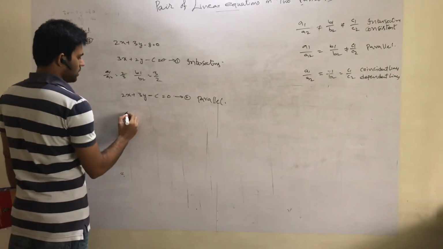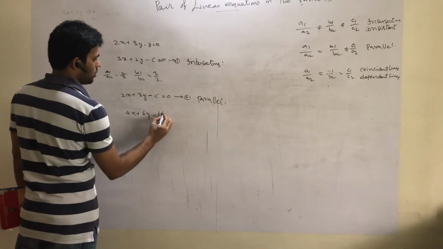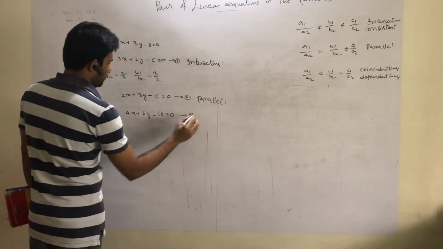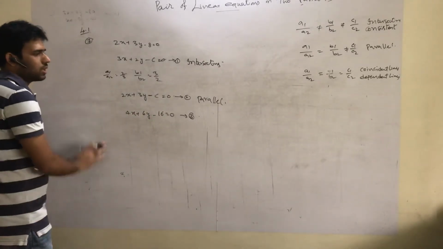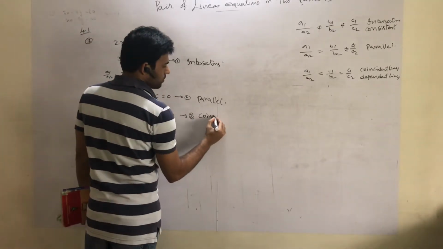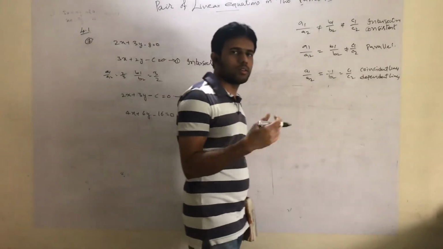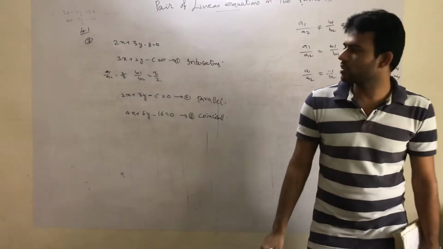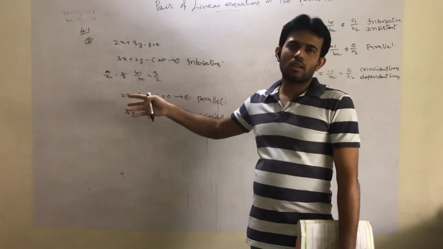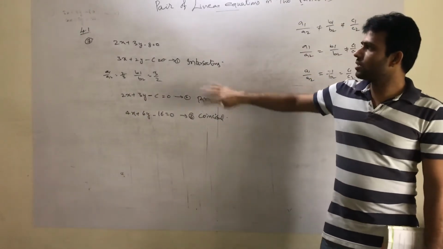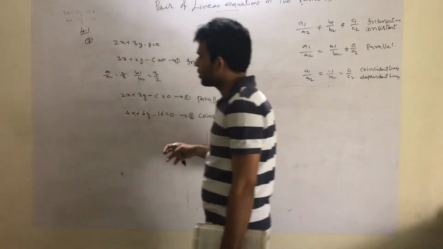And then I will write another equation, 4x plus 6y minus 16 equal to 0. So if you calculate a1 by a2, b1 by b2 and c1 by c2, they all become equal. So that means they are coincident lines. So earlier, the problem was given in terms of linear equations, asking you to find whether they are intersecting, parallel or coincident. Now it's a reverse way. One equation is given and you need to write the other equation, which is in the form of intersecting, parallel and coincident lines.